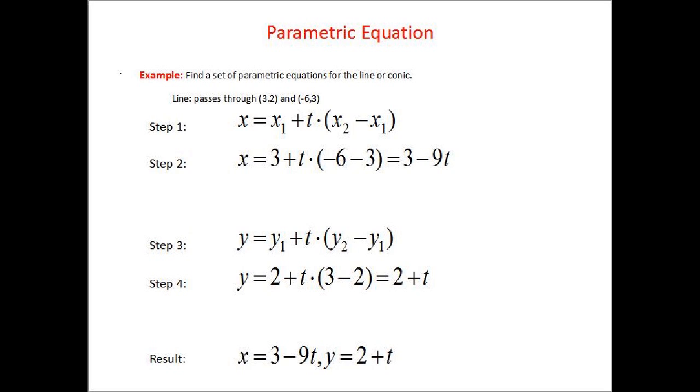Now we solve for y. y is equal to y sub 1 plus t times y sub 2 minus y sub 1, and plugging in 2 for y sub 1 and 3 for y sub 2 gives us y is equal to 2 plus t times 3 minus 2, which is equal to 2 plus t. So our parametric equations of this line are x is equal to 3 minus 9t, and y is equal to 2 plus t.